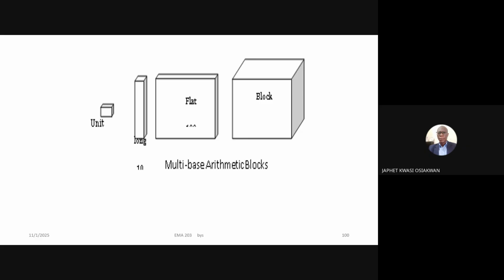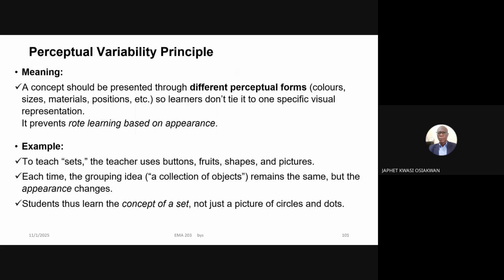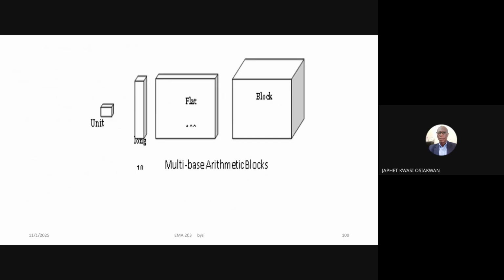And it is Dienes who is behind this. He brought out this material because he advocates for what? Teaching from concrete to abstract. And if you are saying they should teach from concrete to abstract, you need to demonstrate. That is why he demonstrated using his multi-base arithmetic block. So please, let's read on this multi-base arithmetic block. Any question? Please, can you hear me? Yes, sir.